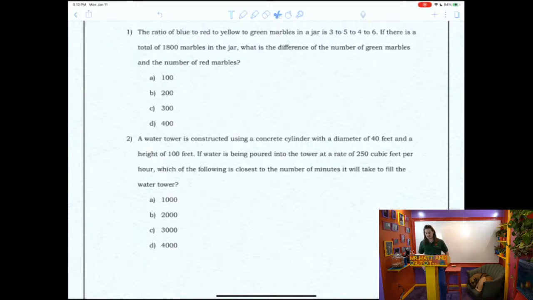Number 2 asks, a water tower is constructed using a concrete cylinder with a diameter of 20 feet and a height of 100 feet. If water is being poured into the tower at a rate of 200 cubic feet per hour, which of the following is closest to the number of minutes it will take to fill the water tower? So I'll give you 6 minutes, and again, 2 minutes in, I'll start to solve.